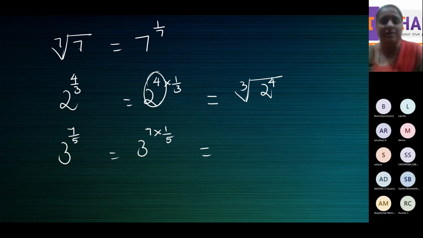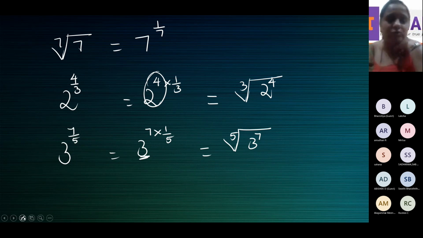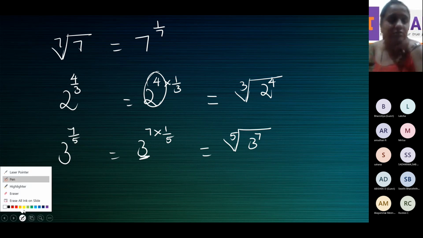So now this 1/5 meaning fifth root. 3 to the power 7 will be the radicand. 3 to the power 7. Okay, so I'll share all this with you tomorrow. When you write it down, it will be more clear. Now, this is about exponential form and radical form.